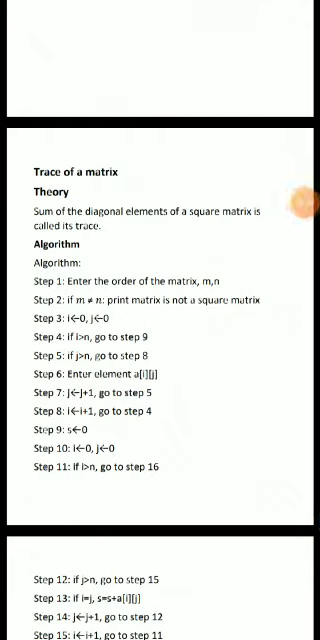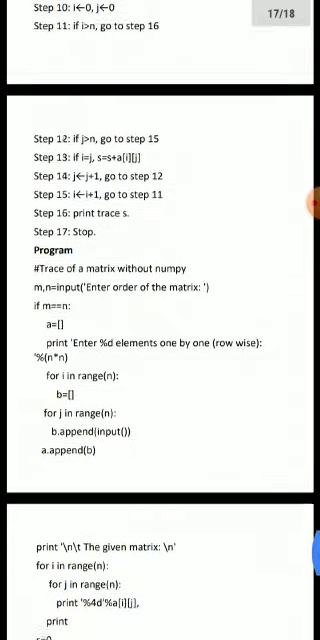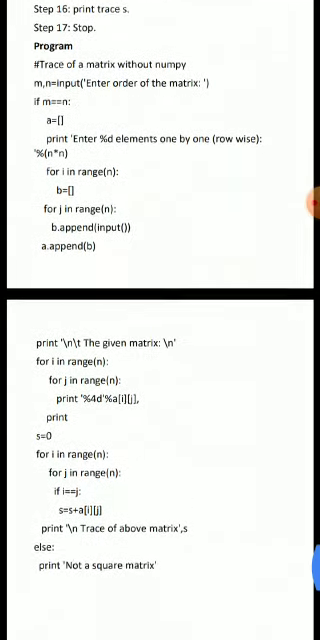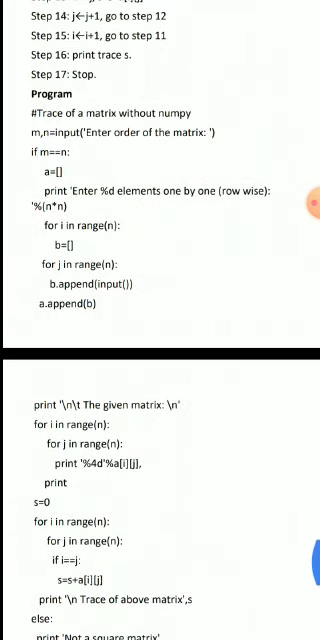Next, trace of a matrix. The sum of the diagonal elements of a square matrix is called its trace. And this is the program for getting the trace of a matrix without NumPy. m, n equal to input, enter the order of the matrix. If m equal to n, then give some conditions, and last print, or else if the condition is not satisfied, print not a square matrix.